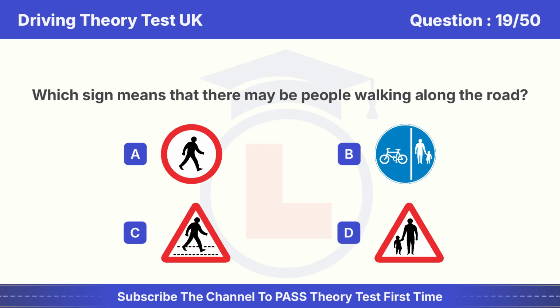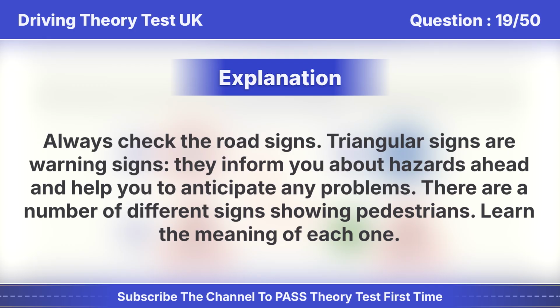Question 19. Which sign means that there may be people walking along the road? Answer is D. Always check the road signs. Triangular signs are warning signs. They inform you about hazards ahead and help you to anticipate any problems. There are a number of different signs showing pedestrians. Learn the meaning of each one.